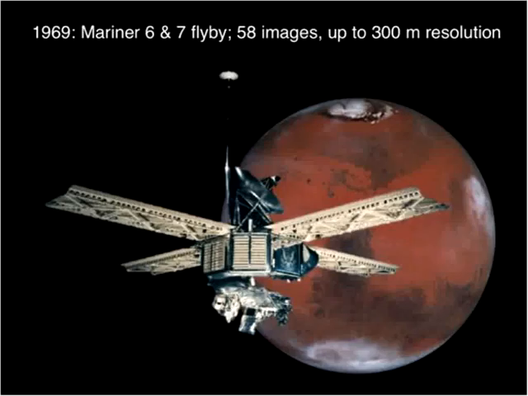So it was during the 1960s that we could finally begin to really explore Mars in a way that we couldn't using earthbound telescopes. In 1969, the second set of spacecraft flew by Mars, and they were equipped with cameras. They took a few dozen images at a resolution of about 300 meters, that's about 300 yards or so.